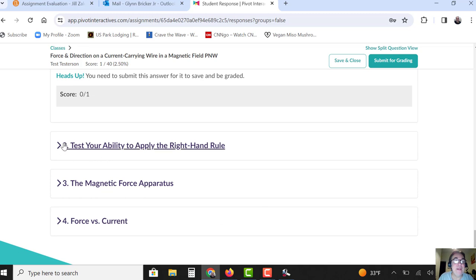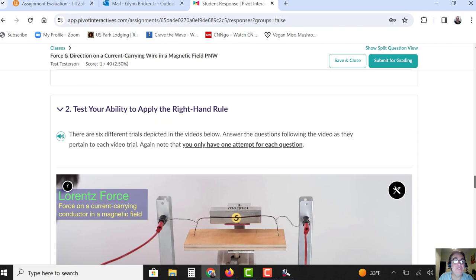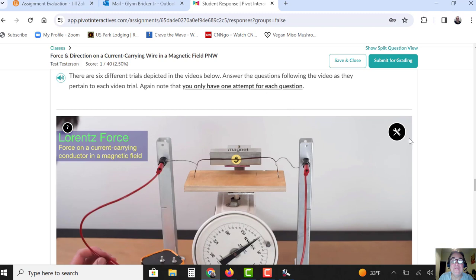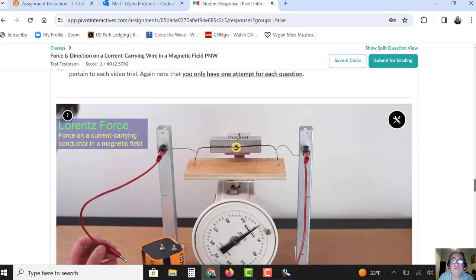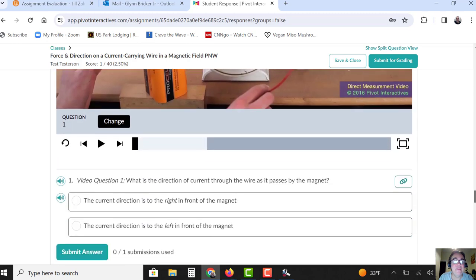Okay, test your ability to apply the right-hand rule. So same idea here. There are 6 different trials depicted in the videos below. Answer the questions following the video as they pertain to each trial. And again, note you only have 1 attempt for each question, just like before. Okay, so same thing here.